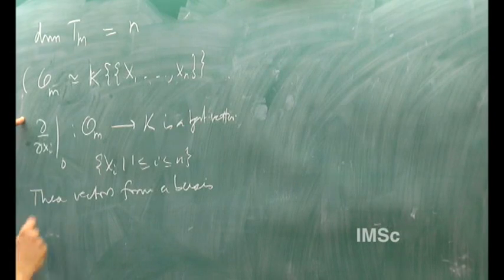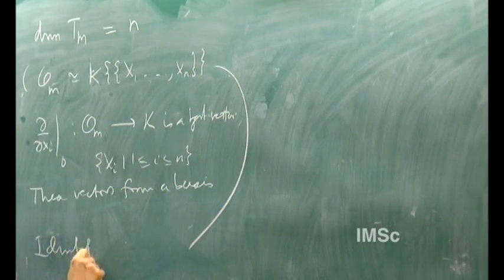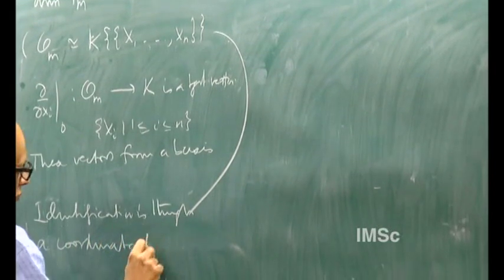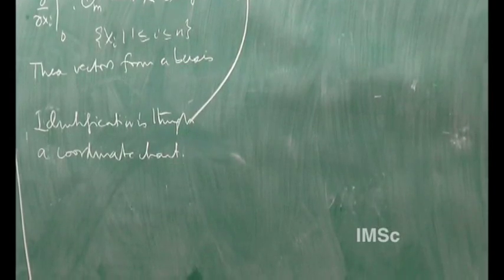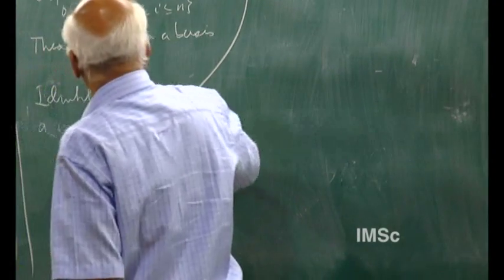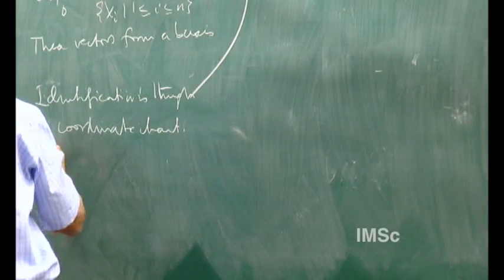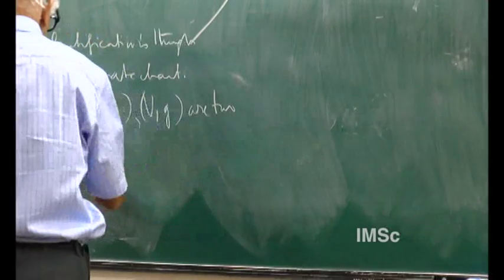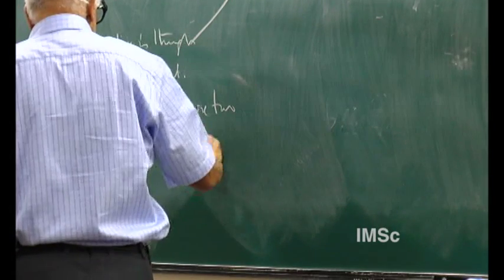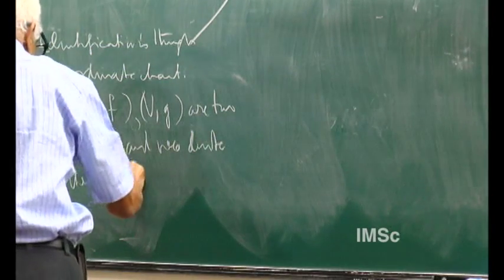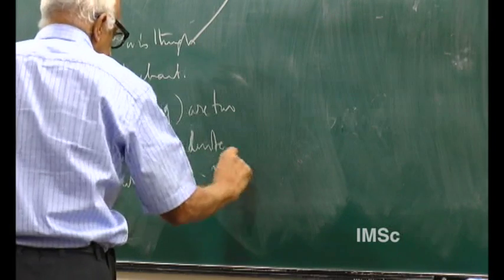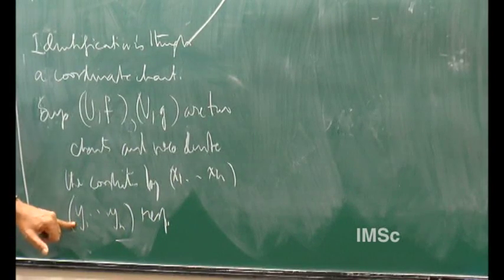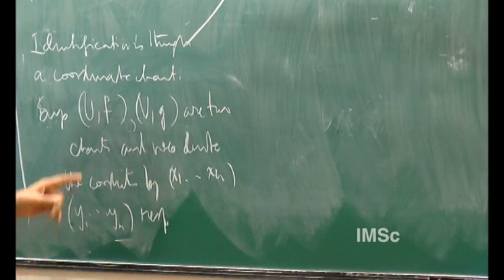In order to identify Om with this power series ring, we go through a coordinate system, through a coordinate chart. Suppose you take a second coordinate chart. Again you get an identification, so you get two bases. Suppose (U, f) and (V, g) are two charts, and we denote the coordinates by x1, x2, ..., xn and y1, y2, ..., yn respectively. Then all the yi's are analytic functions in the x1, x2, ..., xn and vice versa in the common portion U intersection V.